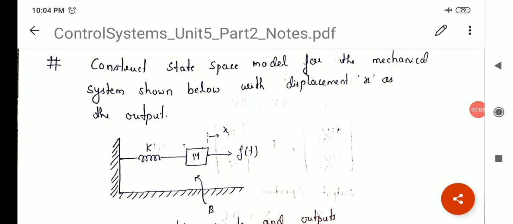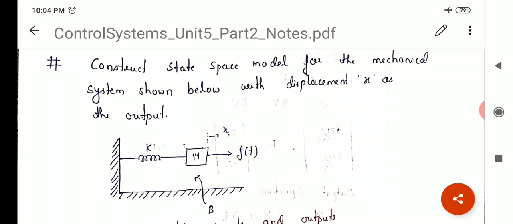Hello friends, this is the second part of Unit 5, which is state space modeling. In the previous video, we have seen what is state space, what is a state space model, and in that we have seen what is the state equation and what is the output equation. We have also seen the advantages of the state space technique, and we solved a problem on constructing a state space model for an electrical network.